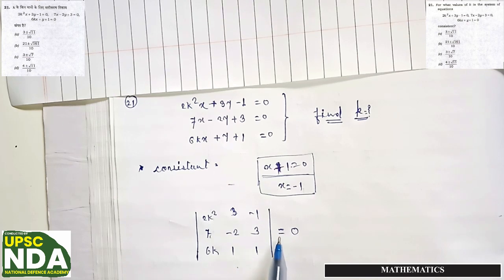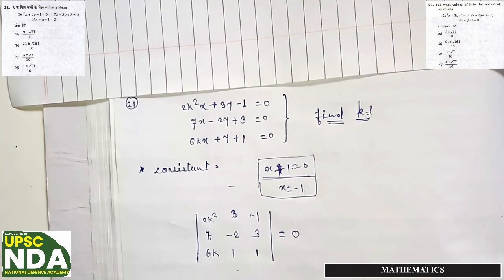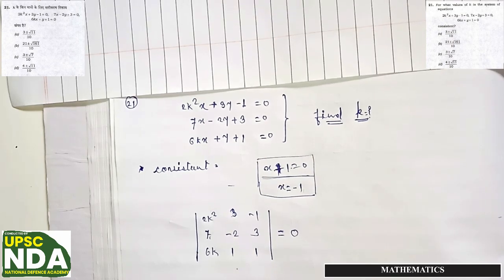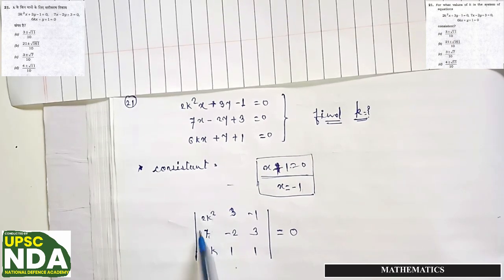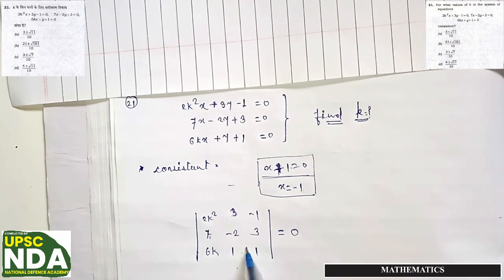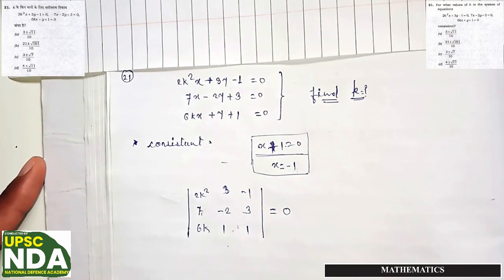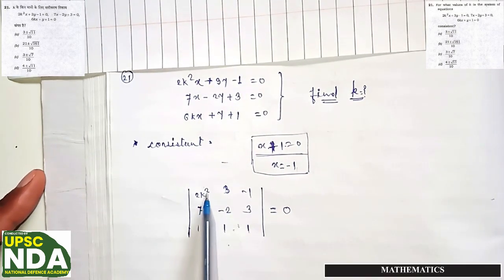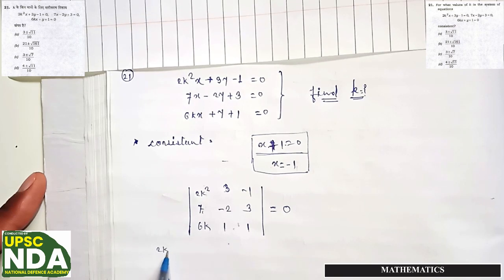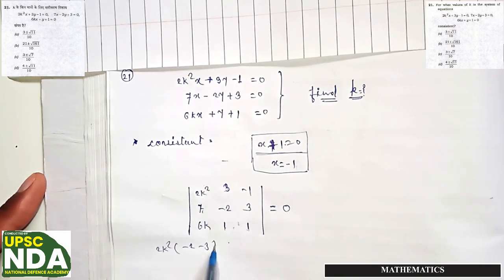Now see how easy it is to find the value of k. For finding the value of k, we only have to solve this determinant and make a quadratic equation from it, then find the roots of that quadratic equation. Solving a 3 by 3 determinant is much easier. Take 2k square common, and under the bracket we get negative 2, negative 3.